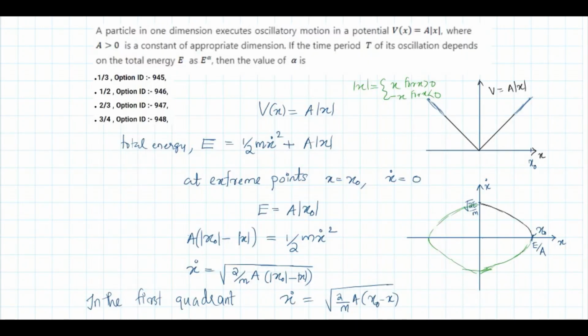The question is to find alpha such that T is proportional to E raised to alpha. The correct answer is option 2. I hope it is clear.